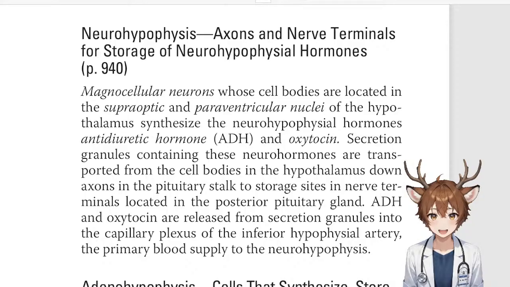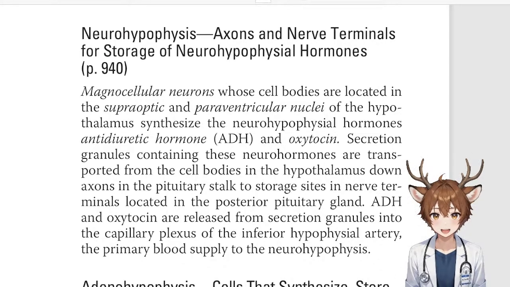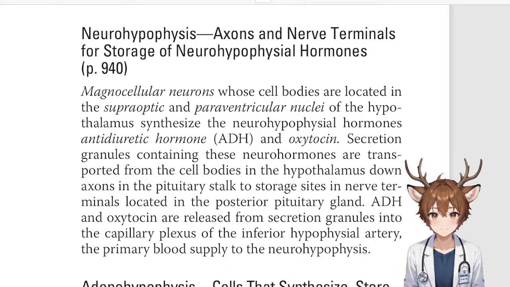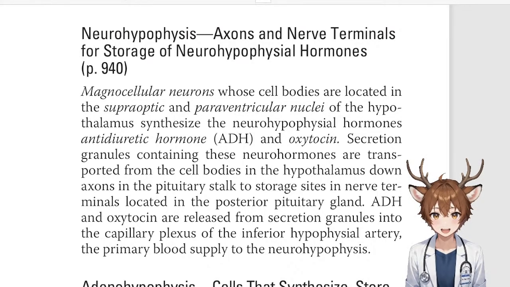ADH and oxytocin are released from the secretion granules into the capillary plexus of the inferior hypophyseal artery, the primary blood supply to the neurohypophysis.